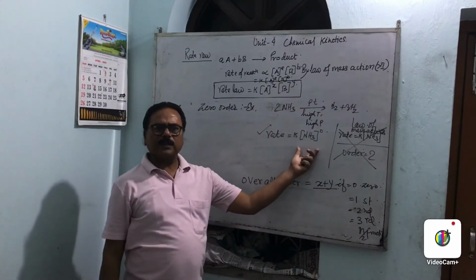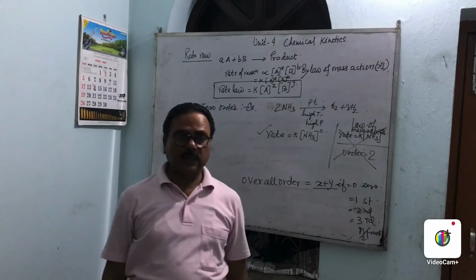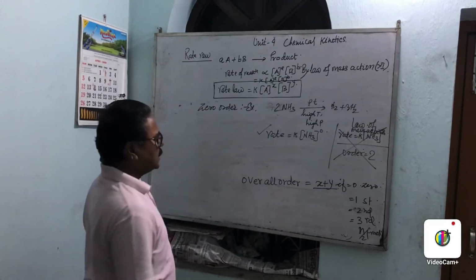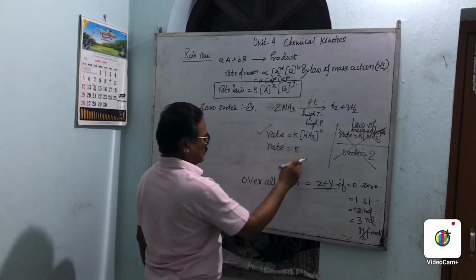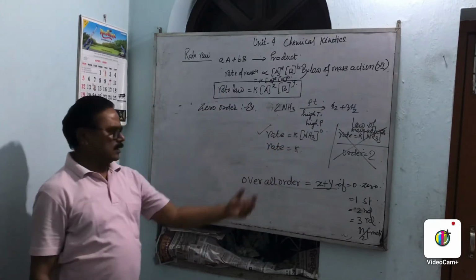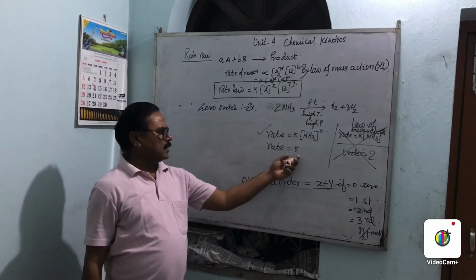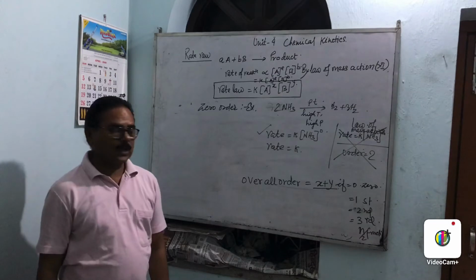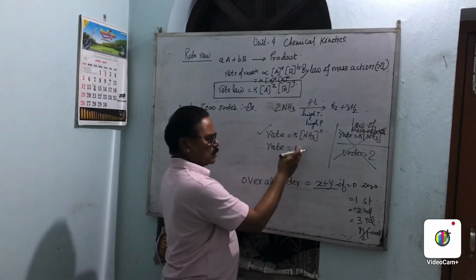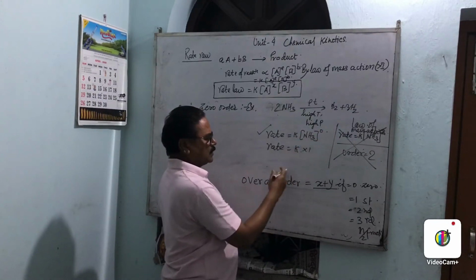Experimentally it is determined that it is a zero order reaction, meaning it is independent of concentration. Suppose it is written rate is equal to k. In 2016, one question was asked in such a way: the rate is k, write the order of the reaction. The student sometimes gets confused, and writes 1. So 1 multiplied by k is equal to k.